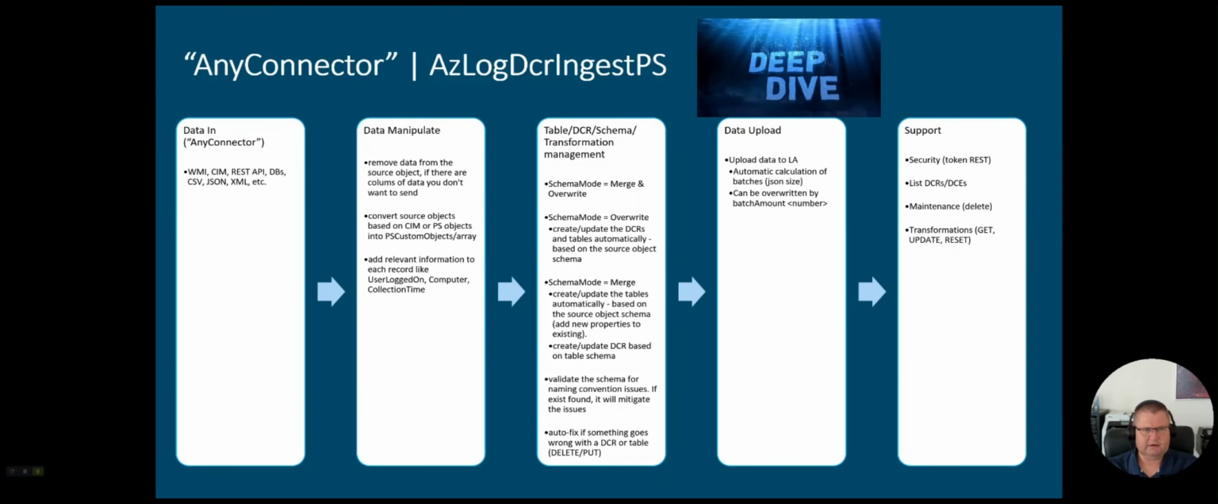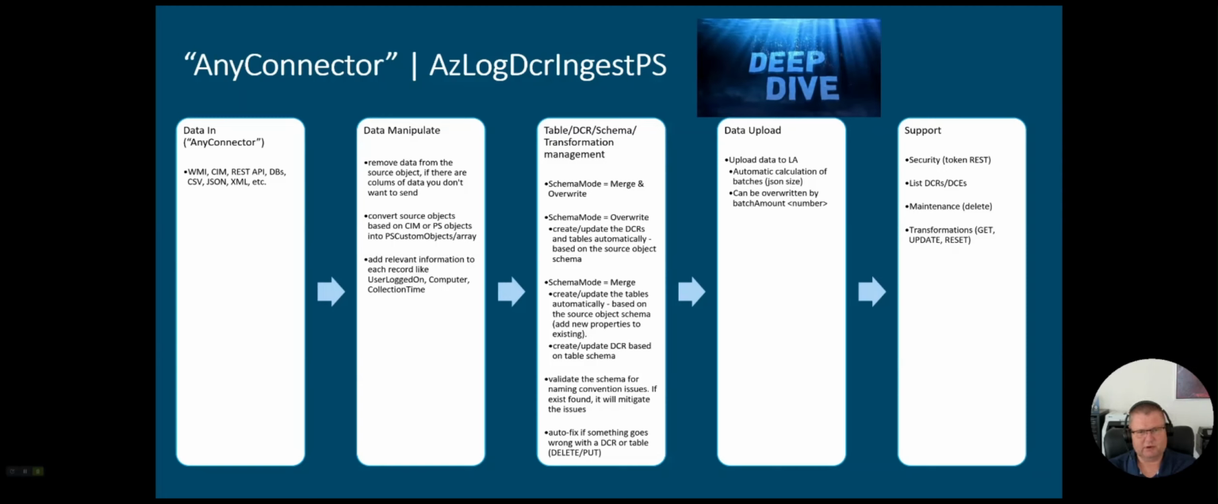So again, going back to the any connector module, the way of thinking, what is it doing? On the left side, we have the data in phase, where you can use any types of data that you have in your environment. We will do some data manipulation because we want to strip off some data. We might want to add some more information to it, for example, what computer was it collected from, and when was it collected. We will do that as part of the data manipulation phase.